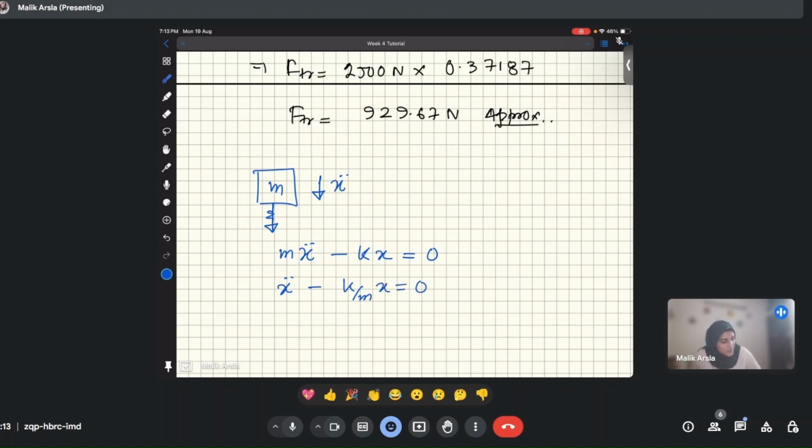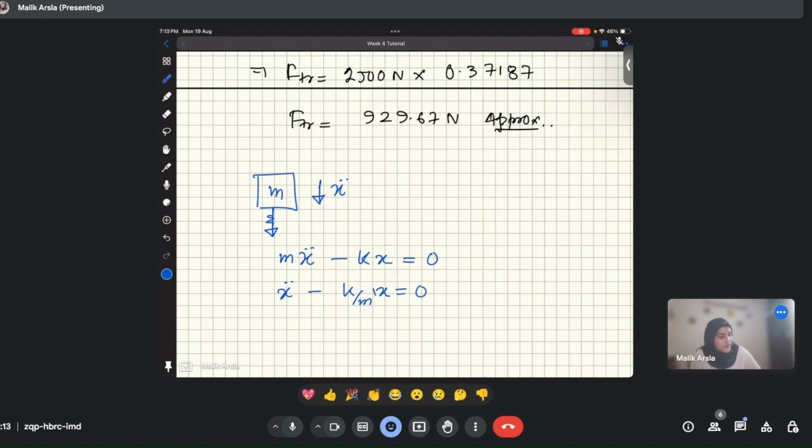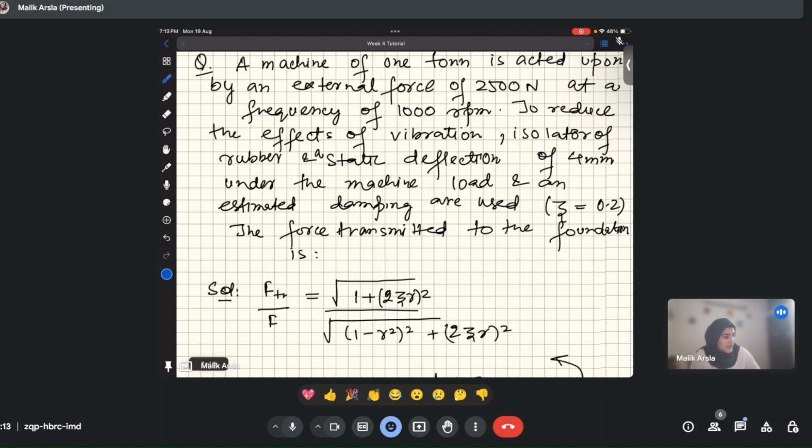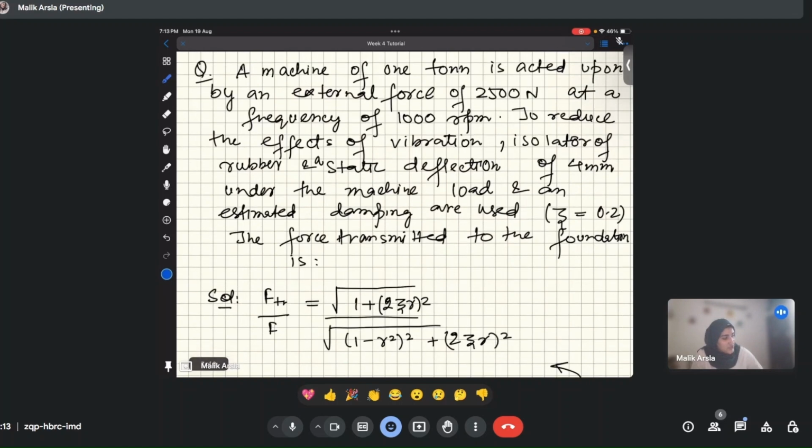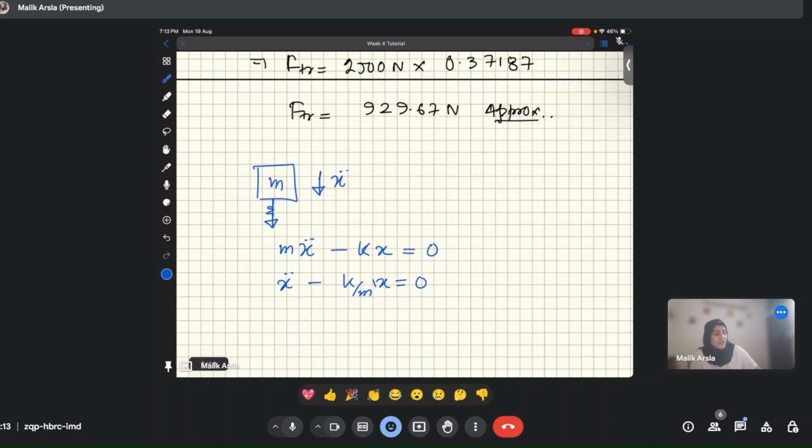Now we know that this is our omega, and now how to find this? It has been mentioned here that the static deflection is 4 mm under the machine load. Whenever we consider the static deflection, we consider that the spring is elongating under the load of the machine. So we can write k into delta st is equal to simply mg. So k is equal to m into g upon delta st.